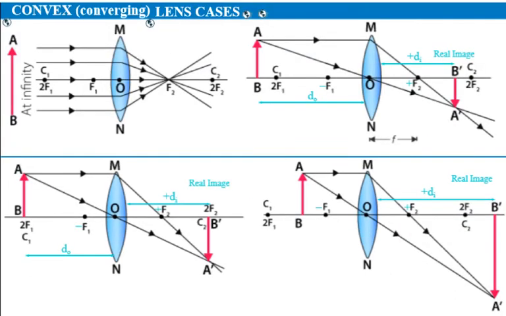So here are the cases, and you kind of have to remember them, or otherwise you would just have to draw and figure it out on your own. So if you have an object placed far, far away at infinity, its image will appear where the focal point is. So it will be just a dot at the focal point.